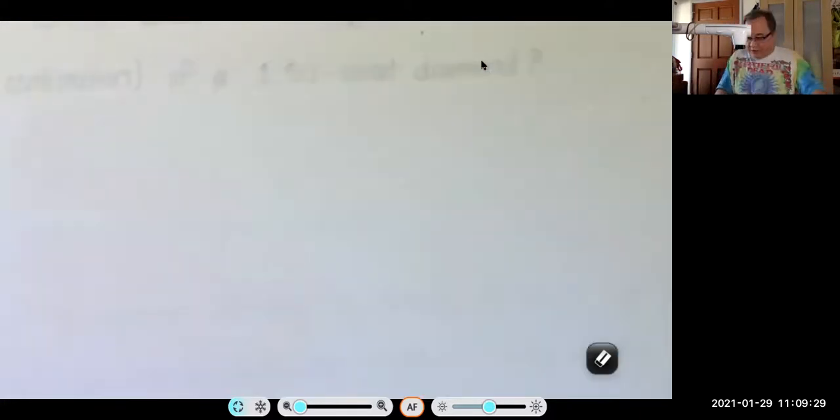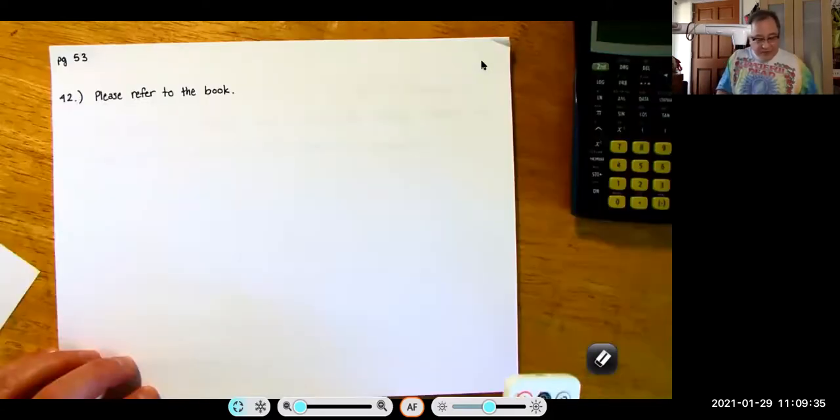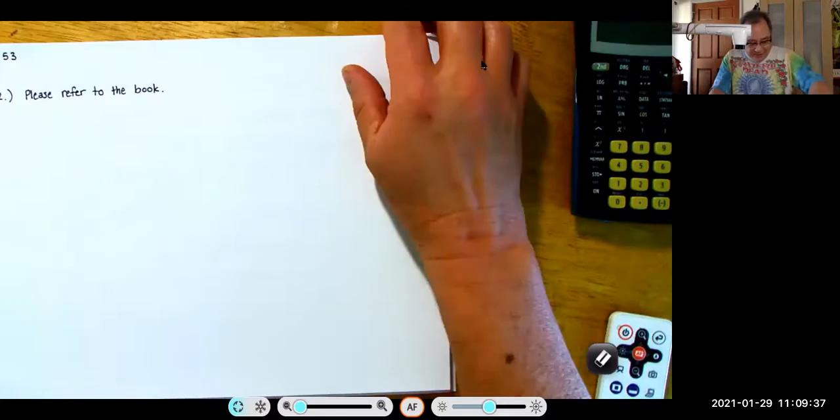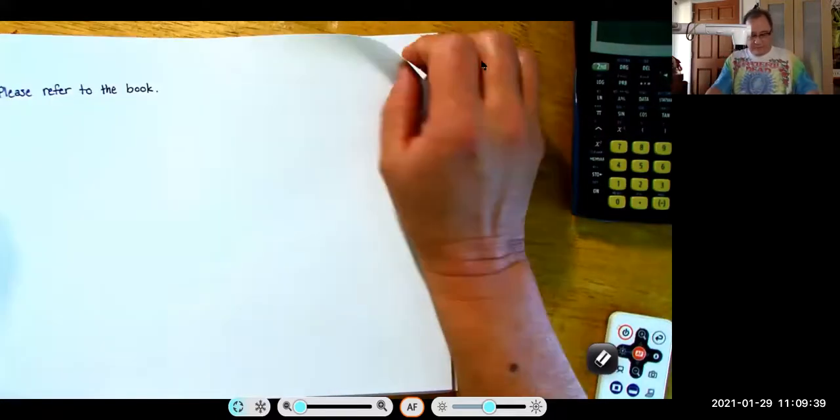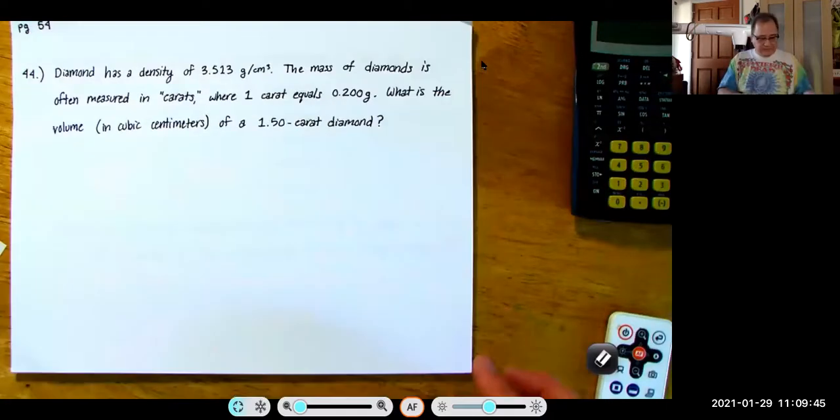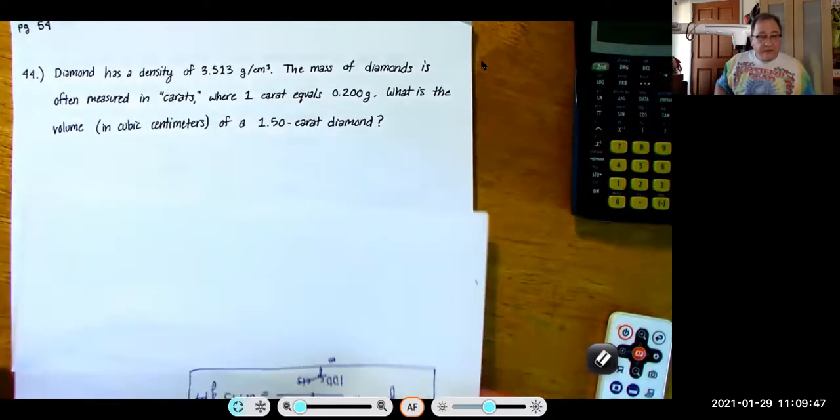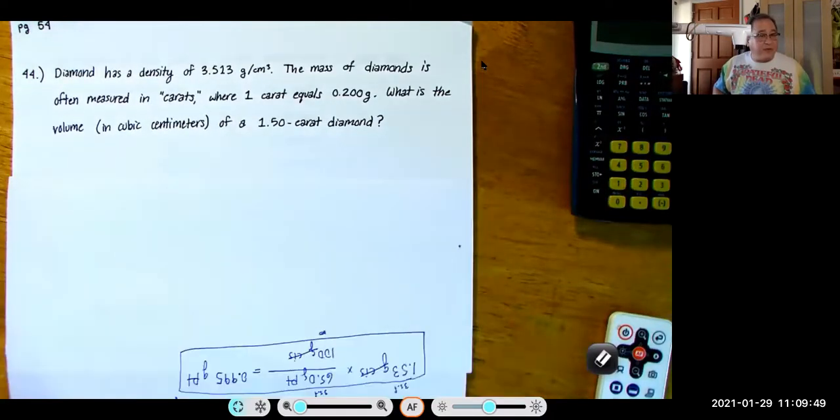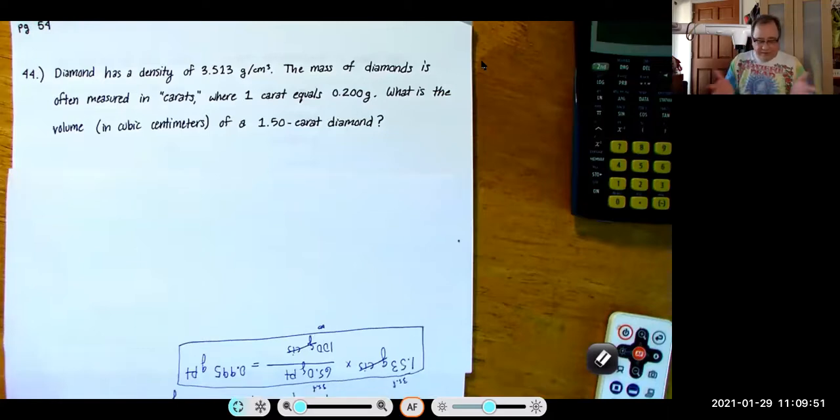So we just did 42, and I need to zoom out because I see you're looking at what's written on the sheet behind, because it's coming through the paper. So let's take a look at this one. Diamond has a density of 3. Well, you can read it. Let me just give you a chance to read it.